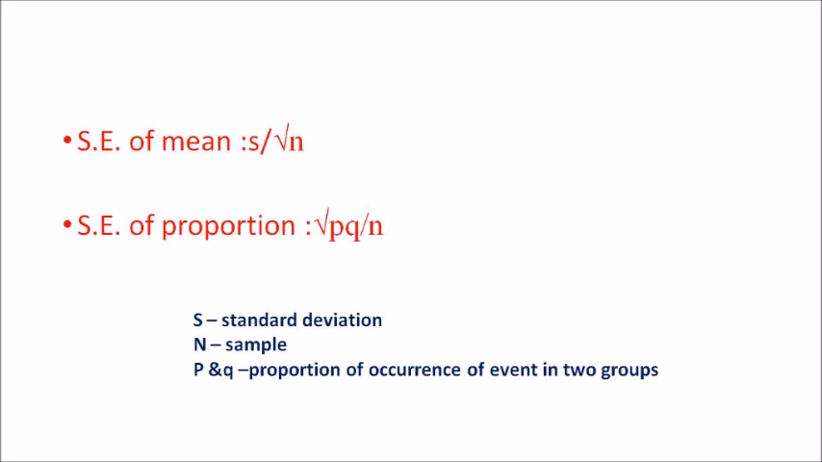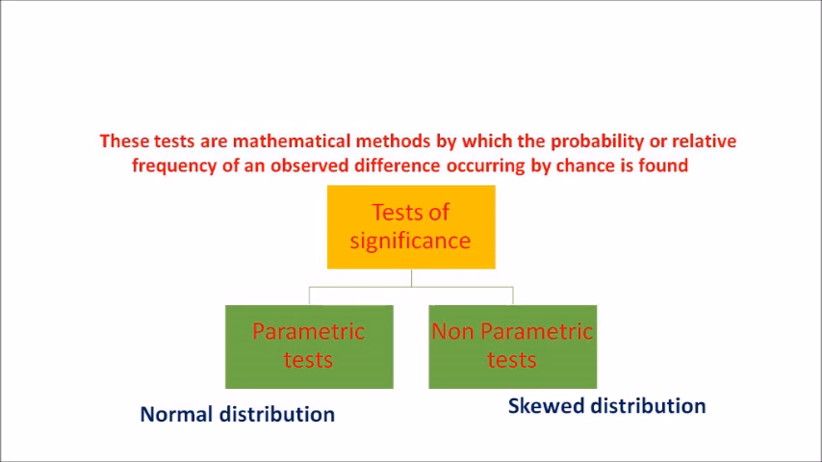Standard error of mean is S by root of n, and for proportion it is root of pq by n. Here S is the standard deviation, n is the sample size, and p and q are the proportions of occurrence of events in two groups. They will give you all these values, and you have to find out the standard error. Clear? Okay.